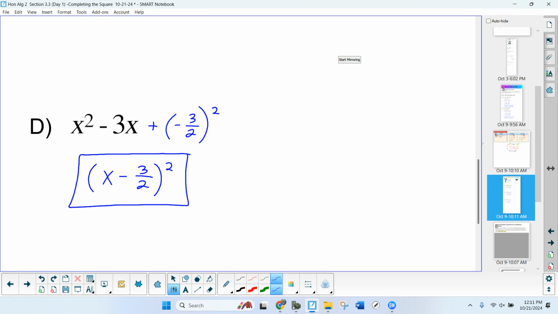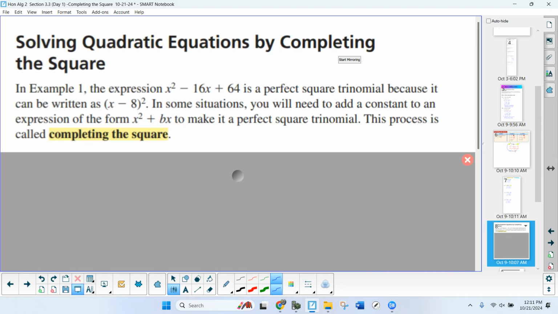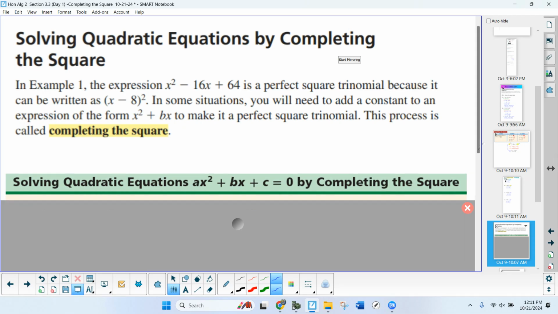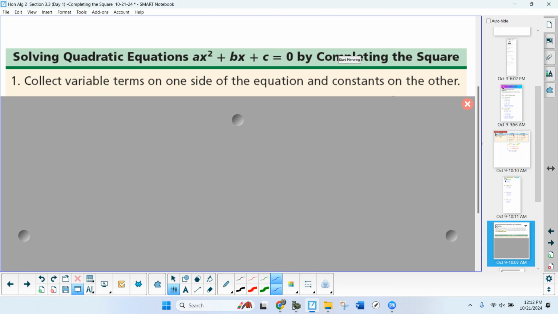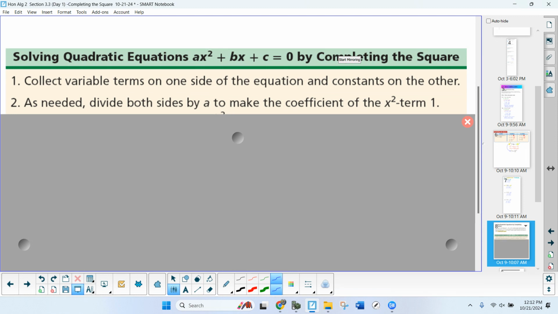All right, now we're going to actually start solving, which is kind of the meat of the lesson. Solve by completing the square. You guys saw these exact same steps in Algebra 1. Step 1, get all the variable terms on one side, and the constant on the other. Anything that has an x over here, any constants over there. Step 2, as needed, divide both sides by a so that you have 1x squared. You have to have 1x squared to complete the square. You cannot complete it if you have like 2x squared or 4x squared.